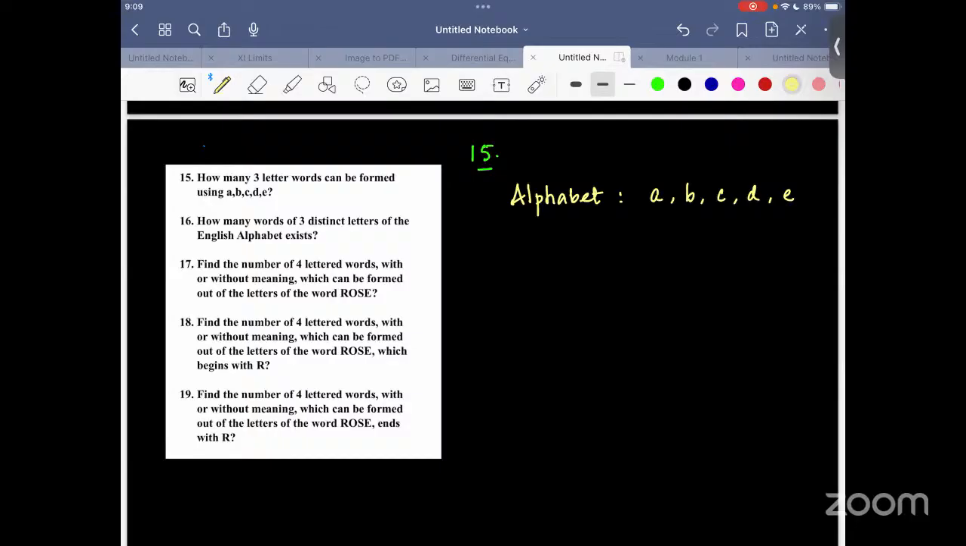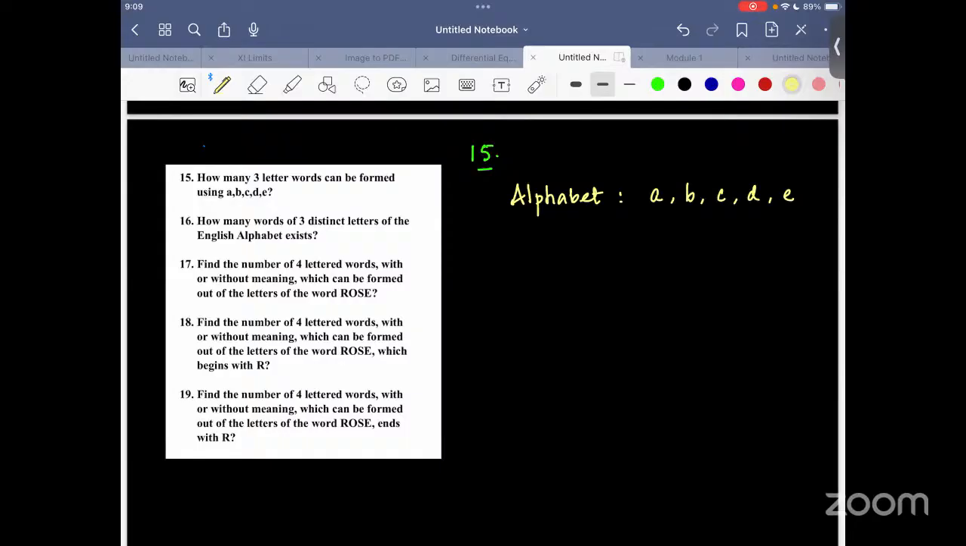Always the one theory goes: who can come in this place? How many letter word do you need to form? All these can be with or without meaning. It can be a meaningful word, it can be a non-meaningful word also, because the question says how many three letter words.